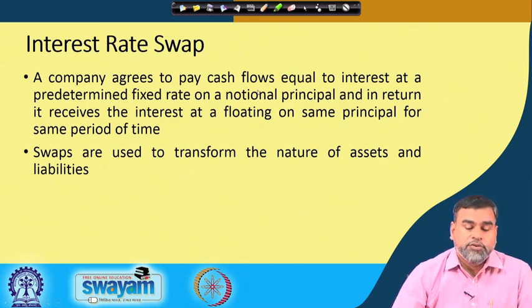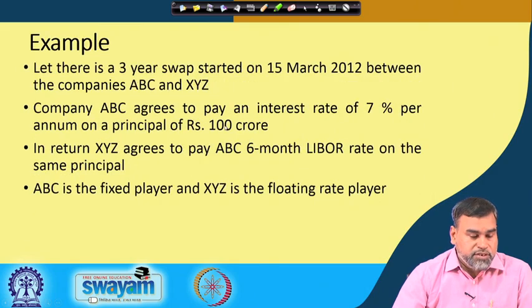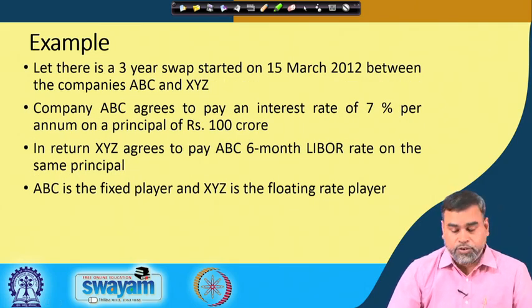If a company agrees to pay cash flows equal to interest at a predetermined fixed rate on a notional principal, and in return it receives interest at a floating rate on the same principal for the same period of time, then we call this an interest rate swap. Why are these swaps used? Swaps are basically used to transform the nature of assets and liabilities. We will see an example, and then it will be clearer how the swap is used.